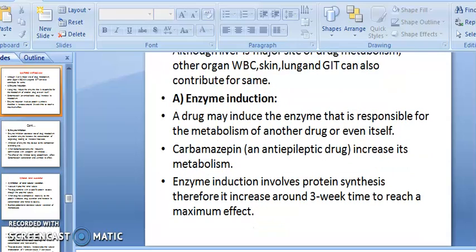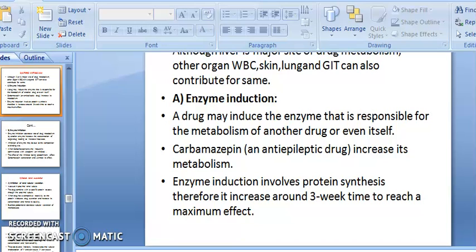Enzyme induction. A drug may induce the enzyme that is responsible for the metabolism of another drug or even itself. It has a property to induce or increase the enzyme activity responsible for the metabolism. One example is carbamazepine, an anti-epileptic drug, which increases its own metabolism.